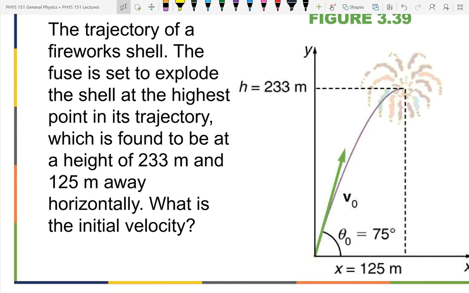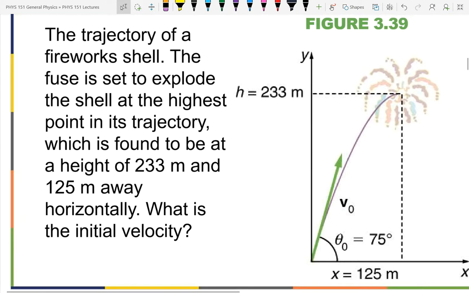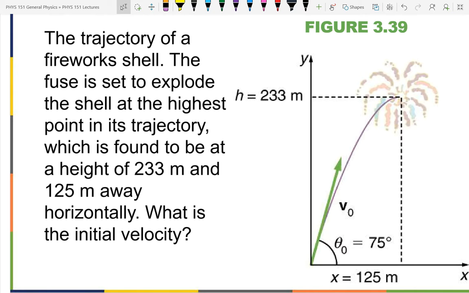So how do we work a problem? Let's start right now working problems. So here's a trajectory for a fireworks explosion. I love fireworks. And so we have a little ball that's fired with some unknown speed v-naught at an angle of 75 degrees, and it's going to end up at a height of 233 meters and a horizontal displacement of 125 meters.